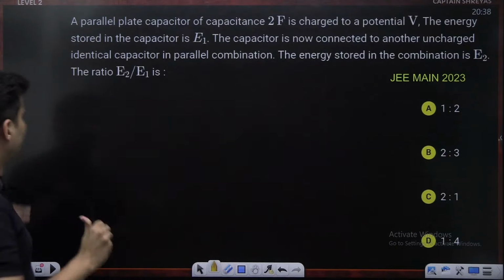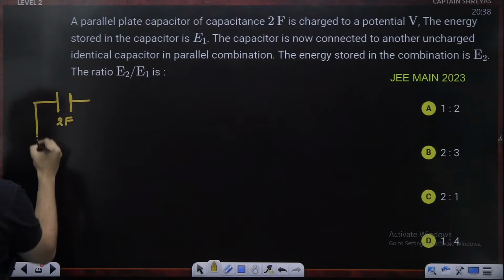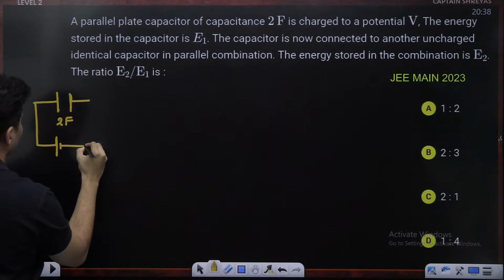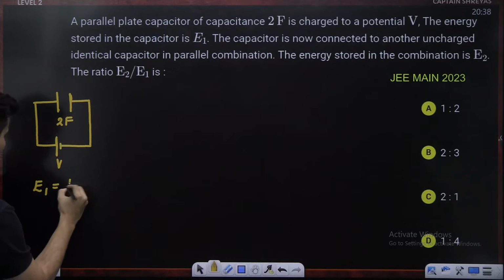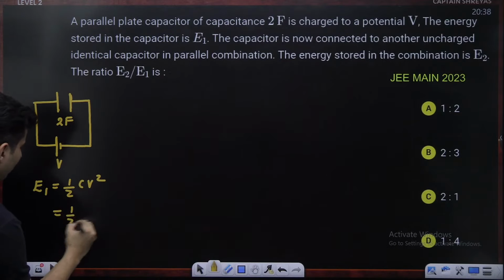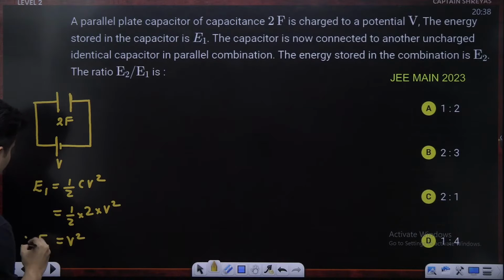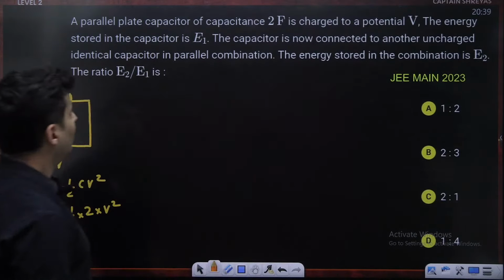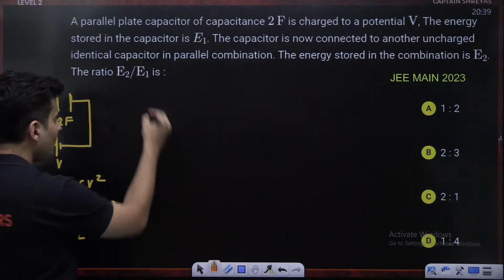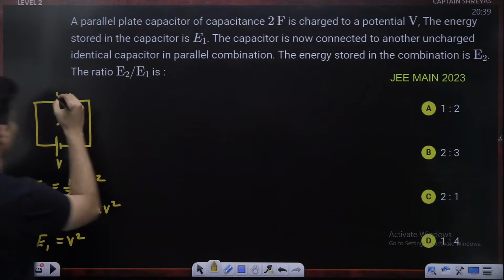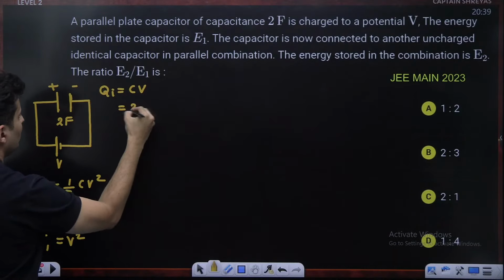Draw the diagram. Simple. This is before. What is it? 2 farads connected to a potential V. Energy stored is E1. So how much will be E1 using the formula? Half CV square. It will be half into capacitance, which is 2, into V square. So it will be basically V square. So that is E1. Now the capacitor is connected to another identical one in parallel combination. This capacitor would have stored some charge. The charge stored on it will be CV. C is 2, so it will be 2V.